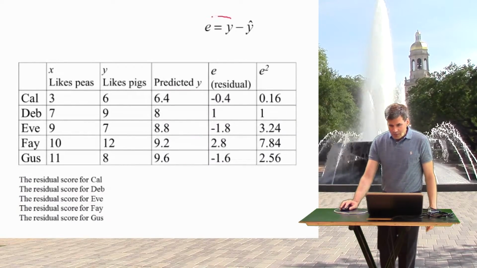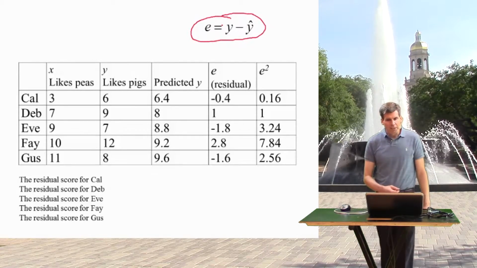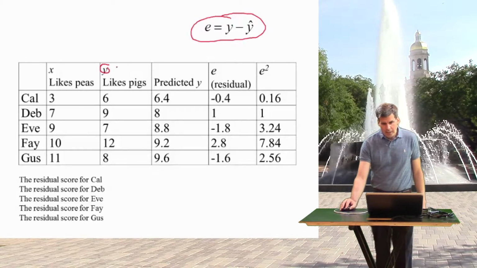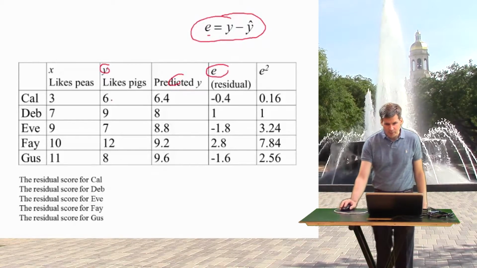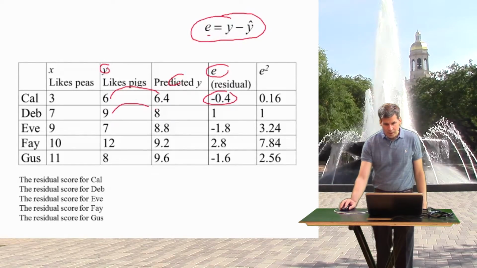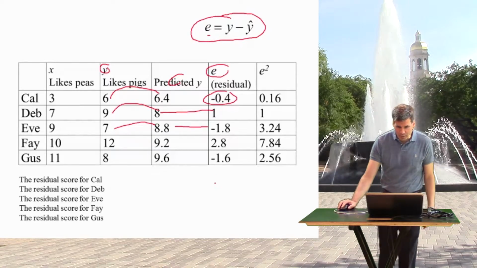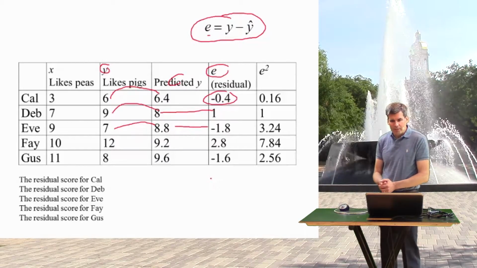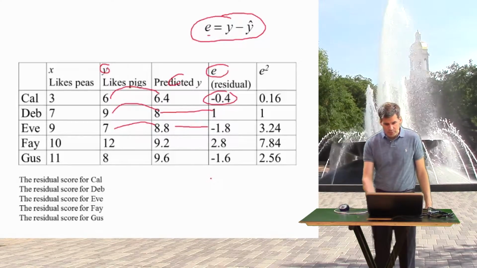The residual, or the E, where error stands for residual, is simply your observed score minus predicted. Y minus Y hat. Observed minus predicted. So I've got a column right here to give everyone's residual. I take 6 minus 6.4, and I get negative 0.4. 9 minus 8, and I get 1. 7 minus 8.8, and I get negative 1.8, and so forth. I take everyone's observed score, subtract the predicted score, and I get their residual. Now I have calculated everybody's residual.